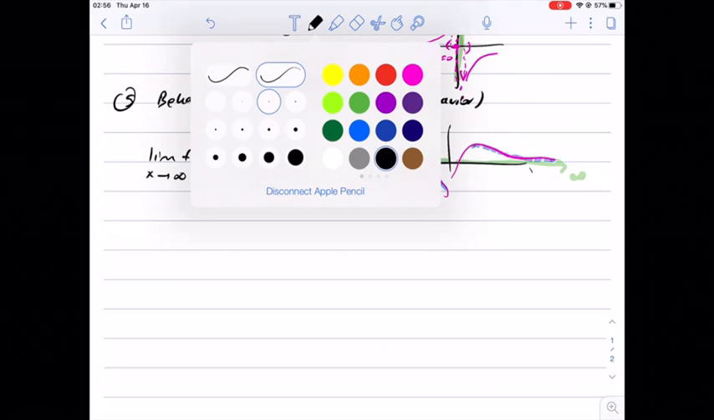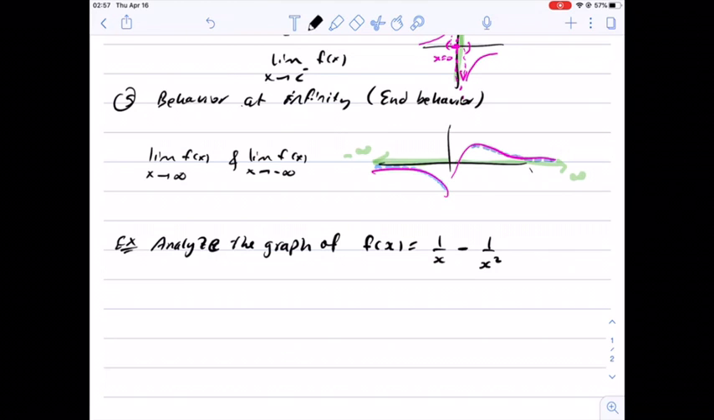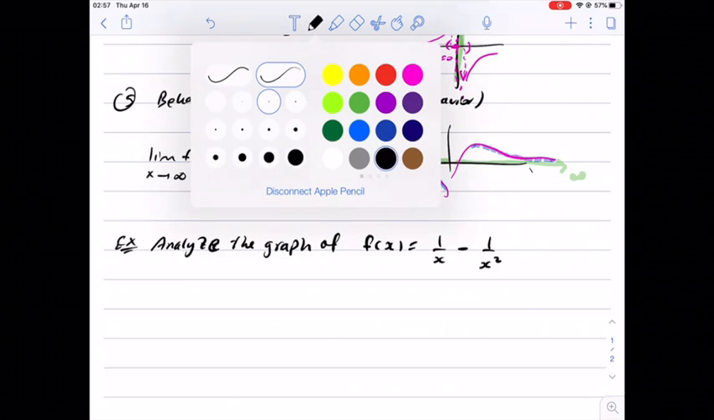Okay, now keeping these important points in mind, we can graph functions. For example, we want to analyze the graph of the function f of x equals 1 over x minus 1 over x squared.